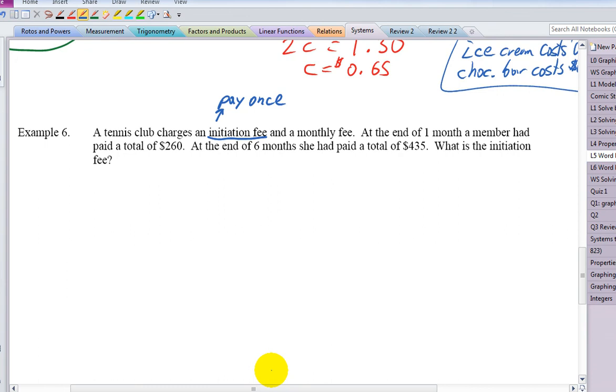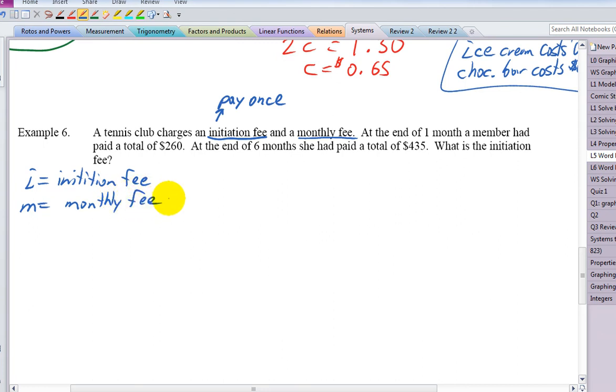Okay, initiation fee, monthly fee. What would be some good variables to use? I equals initiation fee. Yes, you're right. M, you're right too. Monthly fee. Thanks for helping me out here and keeping this interesting for me.